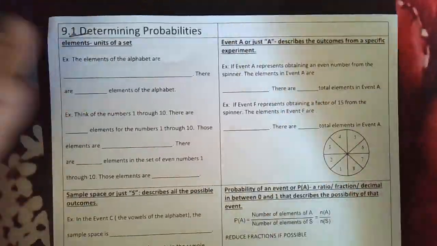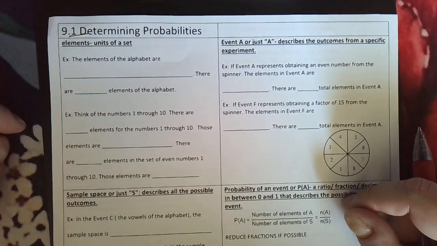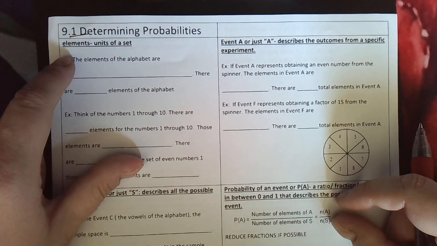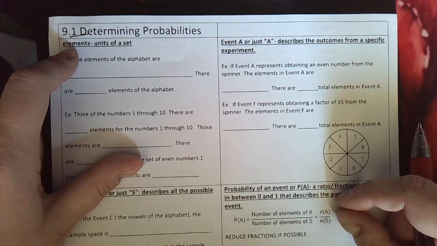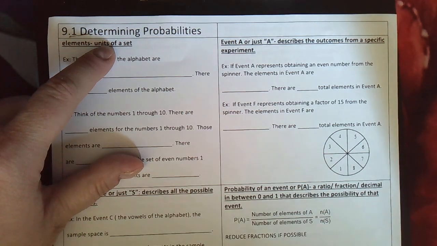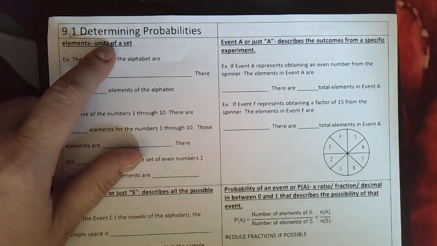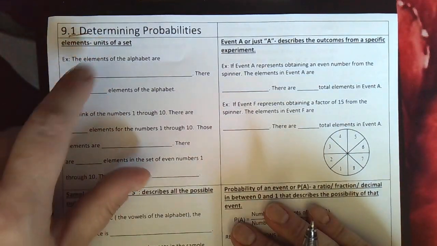Okay, so let's go back to the actual notes now that we know some basic vocabulary. Okay, so 9.1 is about probabilities. The first thing I want to talk about is what an element is. Like if I'm talking about all the vegetables in my refrigerator, the elements would be bell peppers, onions, lettuce, that kind of thing.